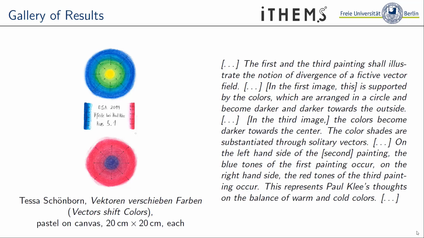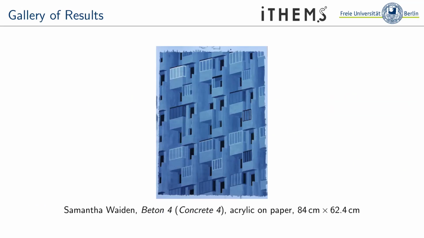On the left-hand side of the second painting, the blue tones of the first painting occur. On the right-hand side, the red tones of the third painting occur. This represents Paul Klee's thoughts on the balance of warm and cold colors. Samantha Weiden, Beton 4.